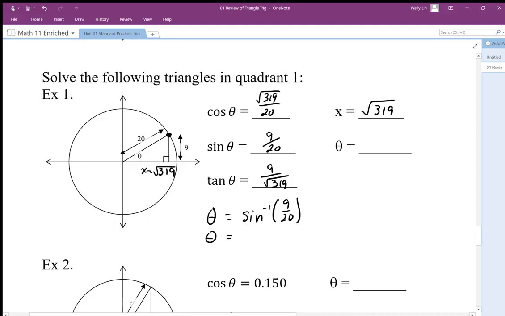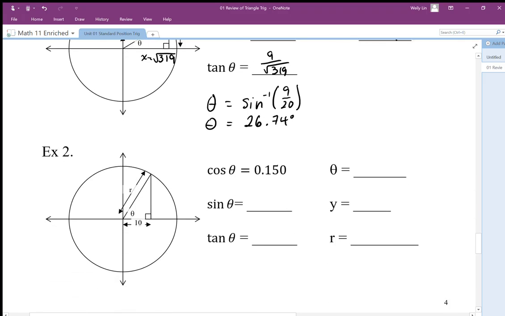I think I've got something a little bit messed up here. Okay, so I'm going to try that again. 9 divided by 20, and then I want my inverse sine. Okay, so I get 26.74 degrees. So this sine ratio of 9/20 describes the shape of that triangle. The angle 26.74 degrees also describes the shape of the triangle.